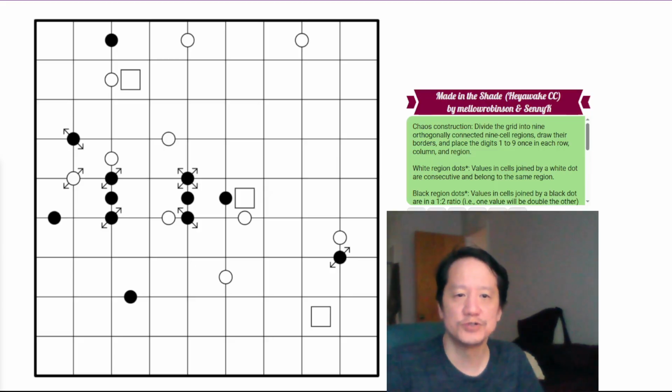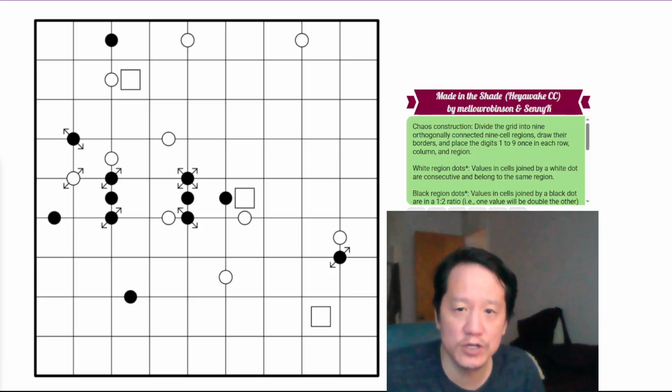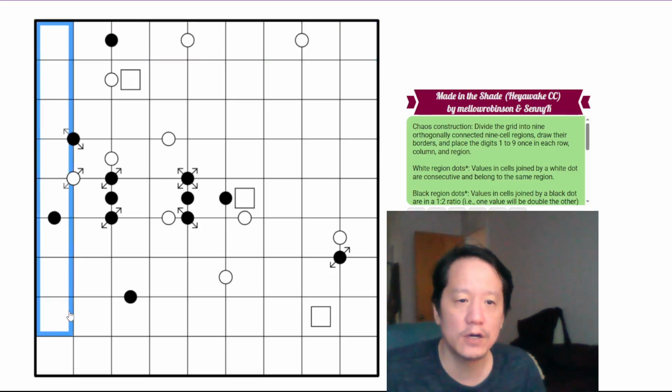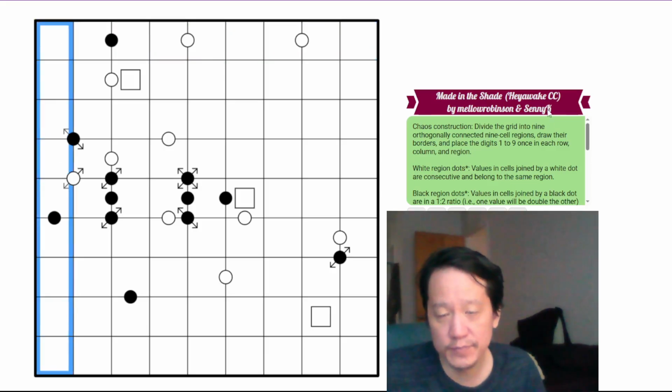And here are the rules. We have Chaos Construction, where we need to divide the grid into 9 orthogonally connected 9-cell regions and draw their borders and place the digits 1 through 9 once in each row, column, and region.